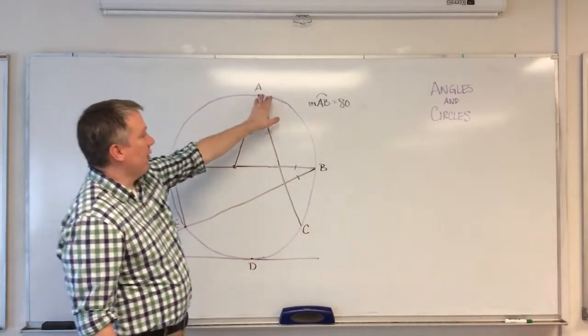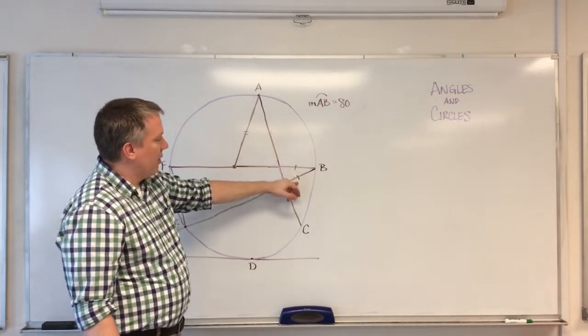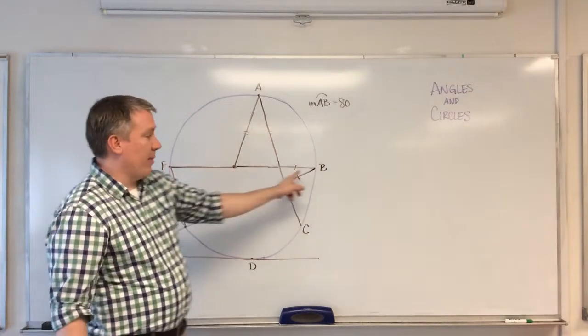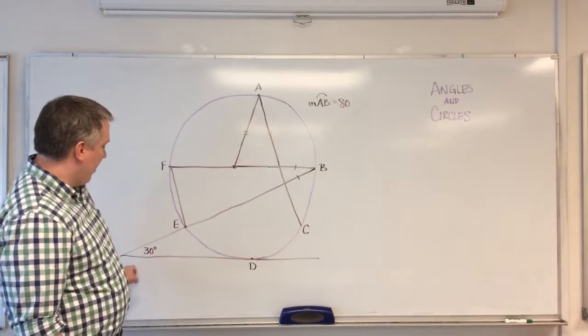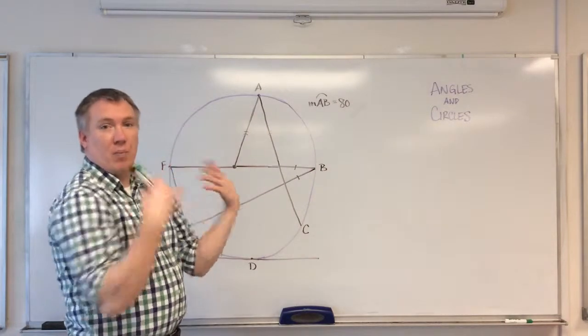One is the measure of this arc here is 80. We've got 2 isosceles triangles. We've got a center mark, so that's the center, which makes this a diameter. And then lastly, we have this outside angle marked at 30 degrees. And from there, we can just go piece by piece.